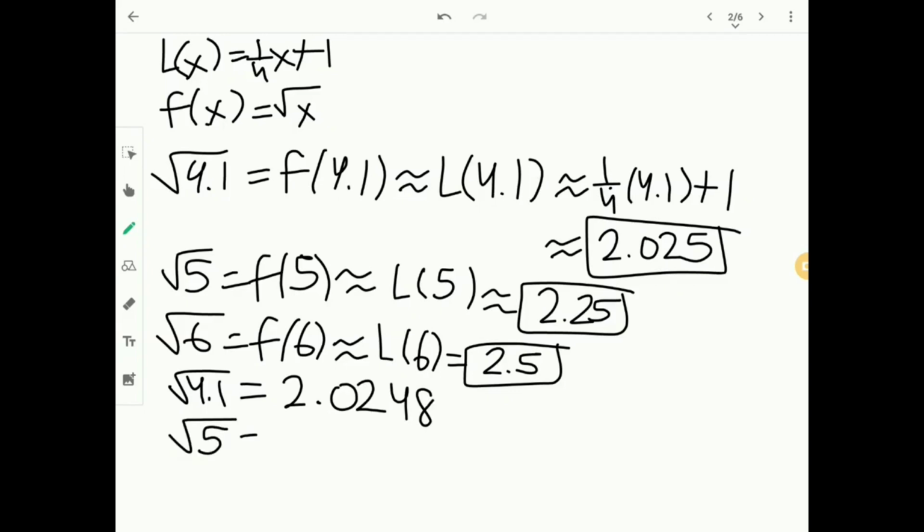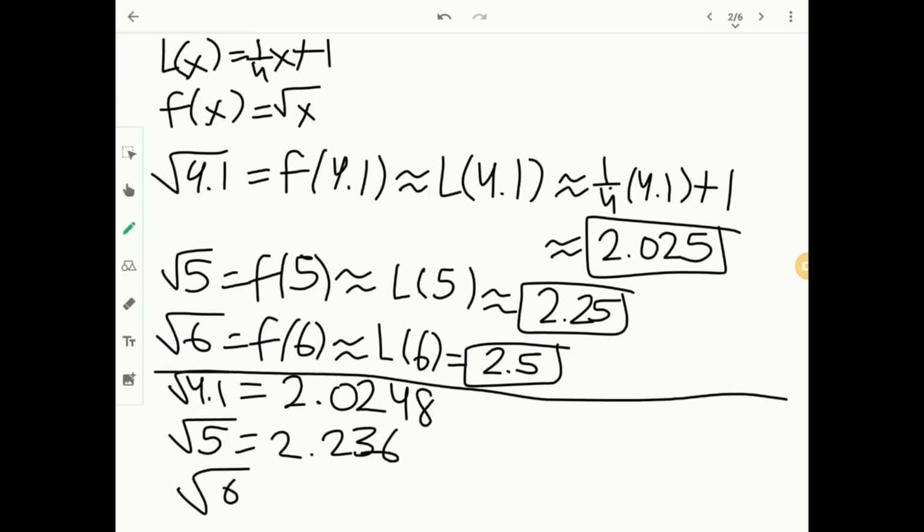Square root of 5. Let's take the exact value. Is around 2.236. And the square root of 6. I'm just going to draw a line here. Calc. So we know that these are our exact values. And the square root of 6 is equal to 2.449. Let's put a 5 here. Okay. What do we see here?